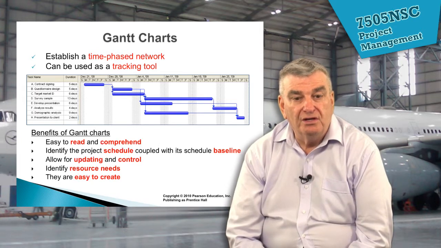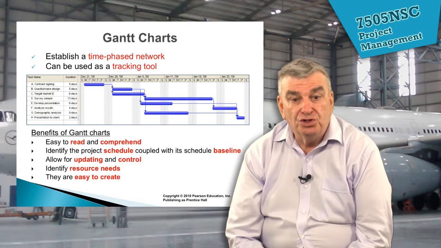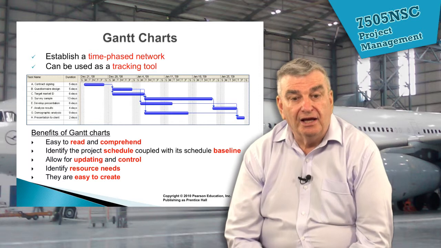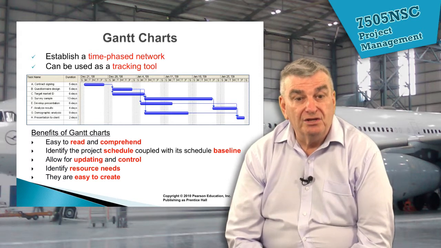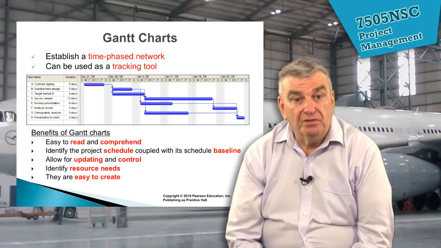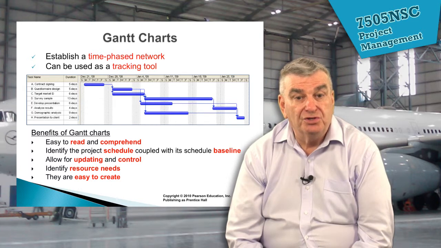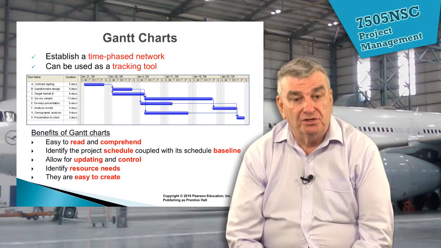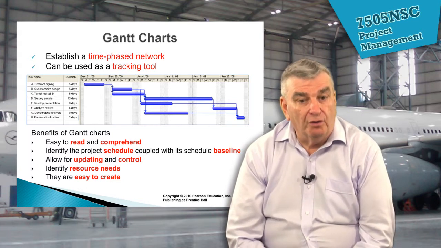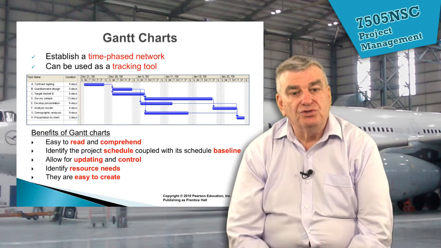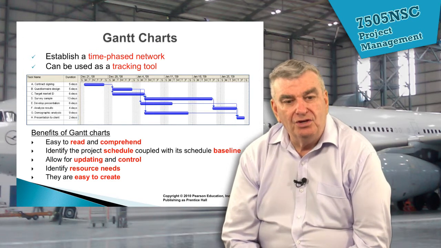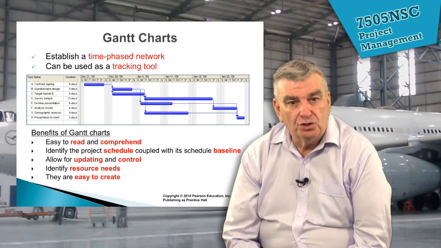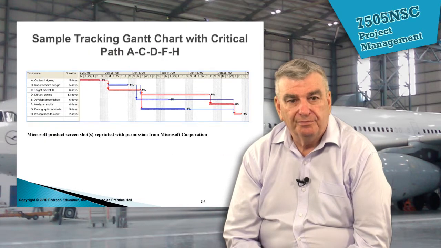So it's easy to read and understand. It shows the schedule coupled to the schedule baseline. It allows for updating and control. That is, for example, if activity B goes from 5 days to 6 days, we simply amend that and immediately the Gantt chart is adjusted. We can identify resource needs on it, and we'll see this soon, and they're very easy to create using the types of tools that are available.